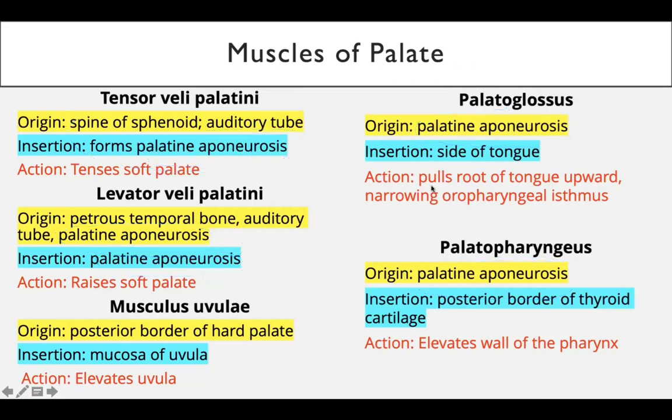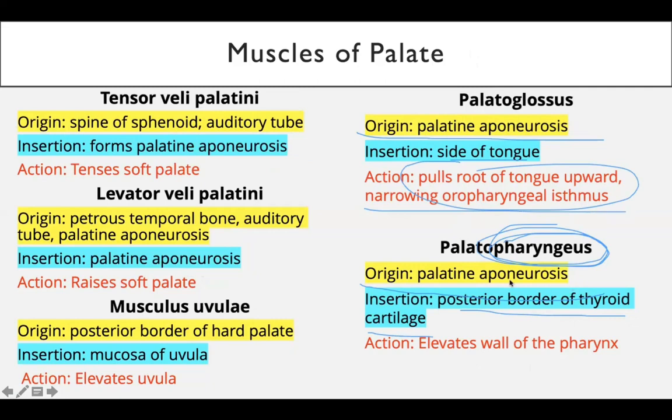Okay, palato, origin, palatine aponeurosis. That's why I wrote it on the right side, because the origin was almost the same. And insertion is the side of the tongue and the posterior border of the thyroid cartilage, because it's pharyngeus. Come on, you need to go out of the palate, pharyngeus, going towards the thyroid cartilage. Okay, and if it pulls the tongue upward and narrows the oropharyngeal isthmus, this guy elevates the wall of the pharynx because it has the name pharyngeus.